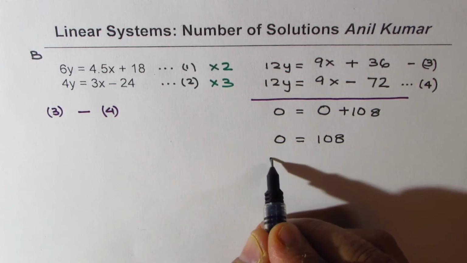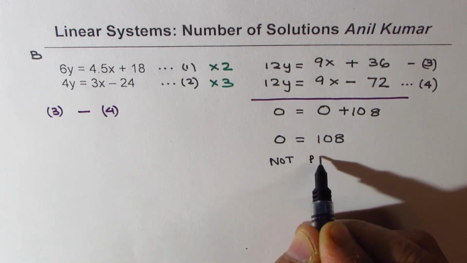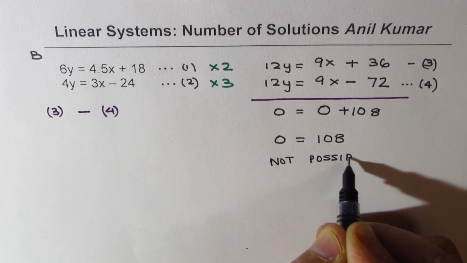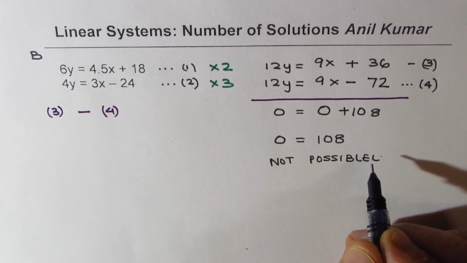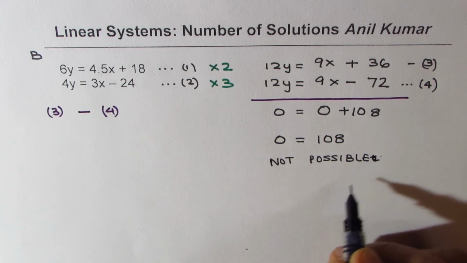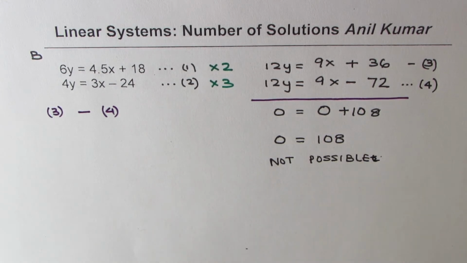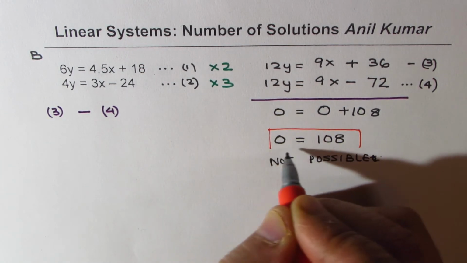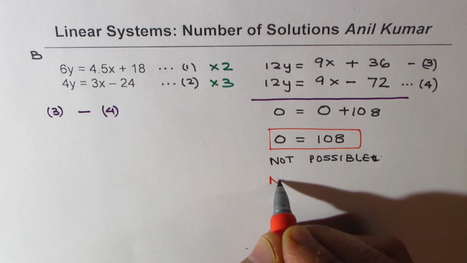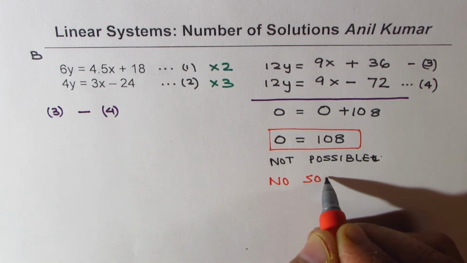Clearly, it is not possible, right? Zero cannot be equal to 108. So that means there is no solution.